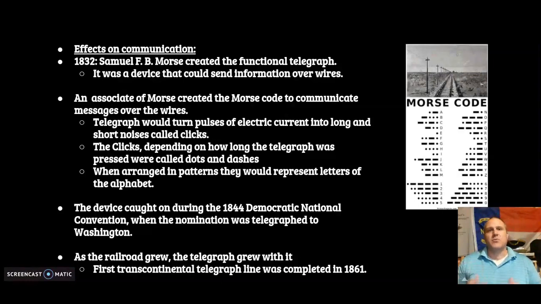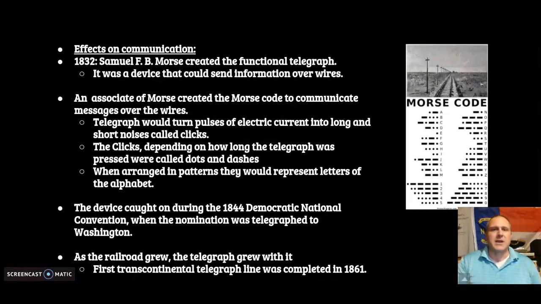So in 1844, the Morse code really caught on with the telegraph when the nomination for the Democratic National Convention was sent over telegraph to Washington, D.C. And what you have to think is when the railroad grew, so did the communication. The telegraph grew with it, because when they put railroad tracks down, they would lay the telegraph lines next to it. And the first transcontinental telegraph line was completed in 1861, towards the beginning of the Civil War.